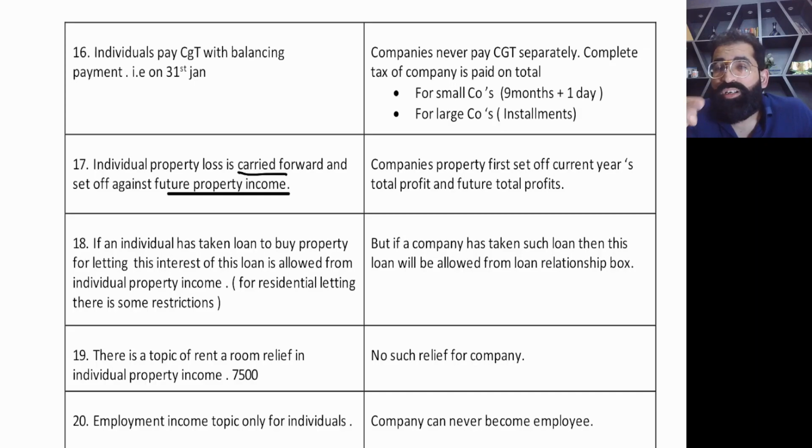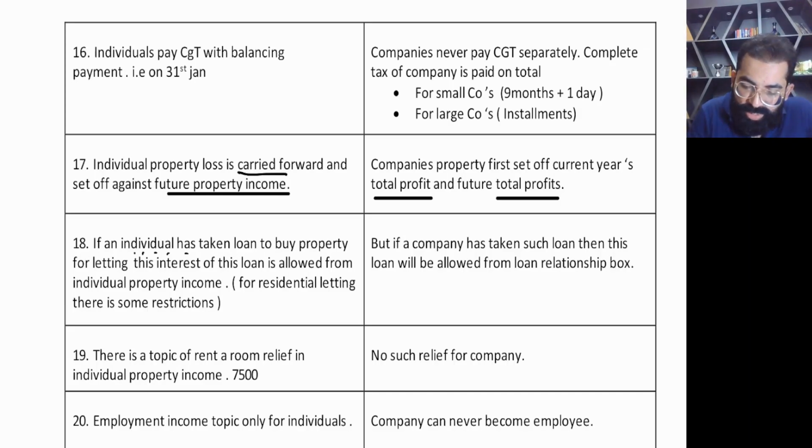And if an individual is earning normal property income and there is a loss in normal property income, it will be carried forward and will cancel future normal property income. Okay, now come to companies. If you get a loss in a company's property income, be very careful, that loss will be set off against current year total profit and then future total profit. So here you have total profit, this is the difference.